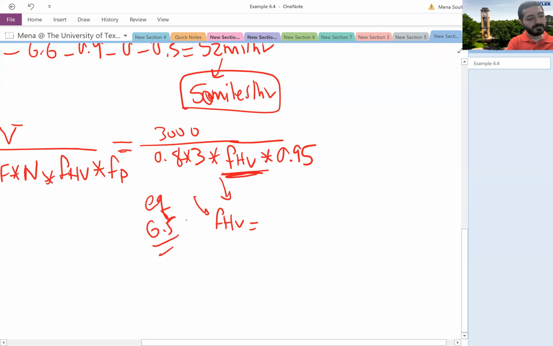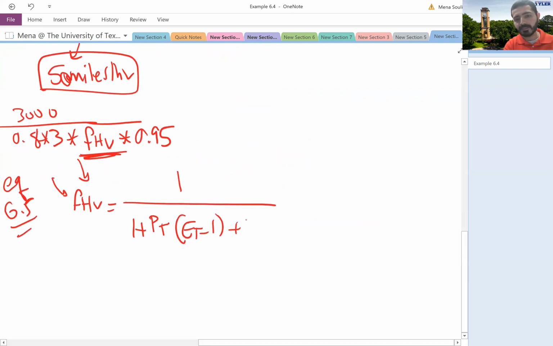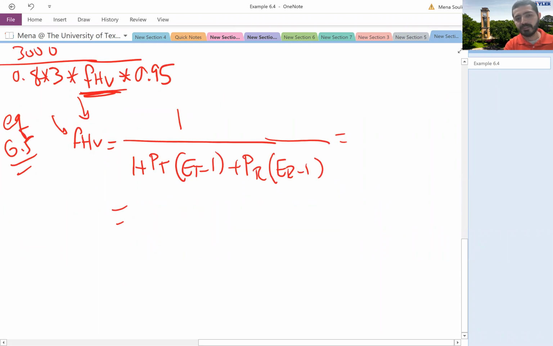Go back to your textbook. So that is equal to 1 over 1 plus PT times ET minus 1 plus PR times ER minus 1. So where do we get all these? It's equal to 1 plus PT. This is the percentage of buses and trucks.